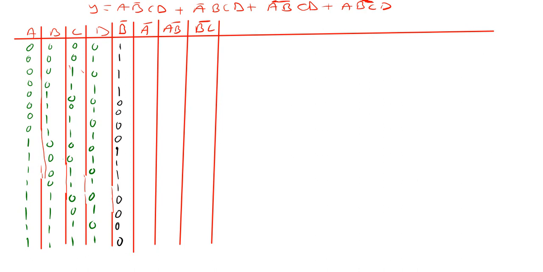Then, having negated B, we negate A, so we shall start with the ones because we are negating these zeros. So we shall have 1 1 1 1, 1, 1. These are 4. Sorry. We have that.